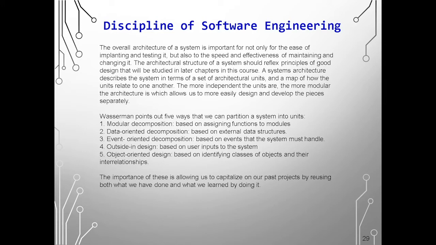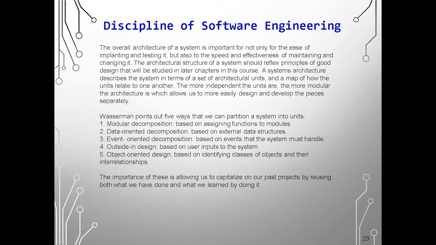The more independent the units are, the more modular the architecture is, which allows us to more easily design and develop the pieces separately. As you can see, Wasserman again, he has 5 ways to help partition a system into units better. The first one being modular decomposition, which bases the partitioning on assigning functions to modules. 2 is data-oriented decomposition, which is based on external data structures. 3 is event-oriented decomposition, which is based on events that the system must handle. 4 is outside-in design, which is based on user inputs to the system. And 5 is object-oriented design, which is based on identifying classes of objects and their interrelationships.